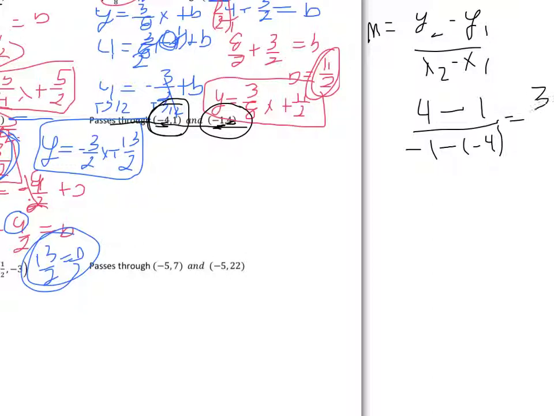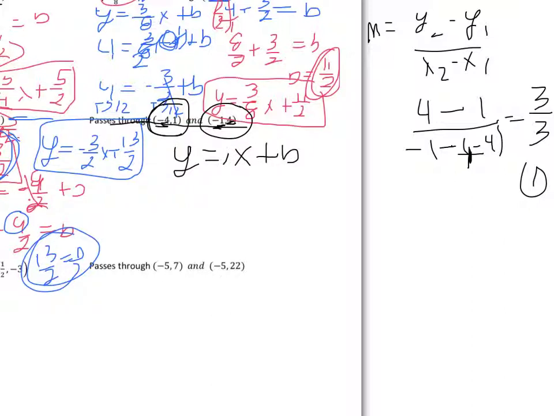4 minus 1 is 3. Negative 1 minus negative 4, this really turns into a plus 4, so negative 1 plus 4 is 3. 3 over 3 is 1, so the slope of this line is 1. So m equals 1. So we can write y equals 1x plus b, or just x plus b.